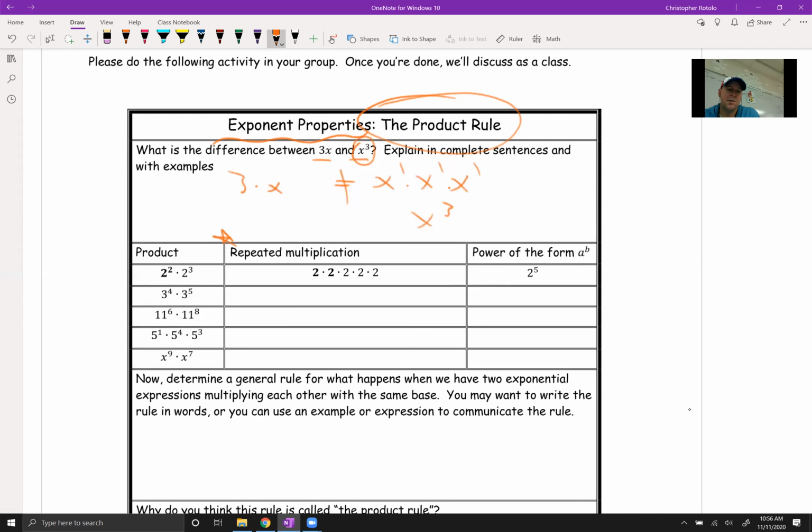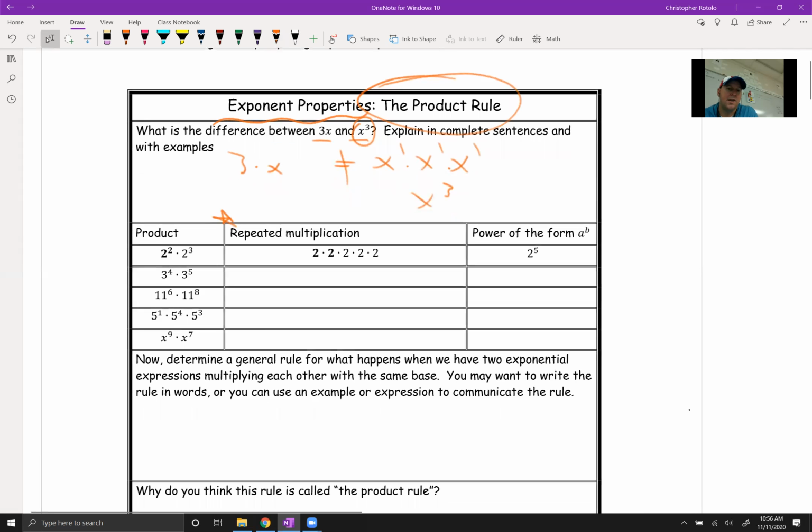Now, I don't want you to spend too much time in this repeated multiplication, because if you write 3 times 3 times 3 times 3 times 3, like this is going to bore us all to tears. So how can I shortcut that? And that would give me the product rule.